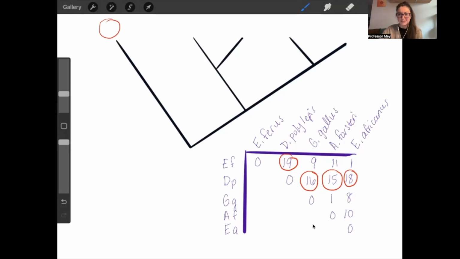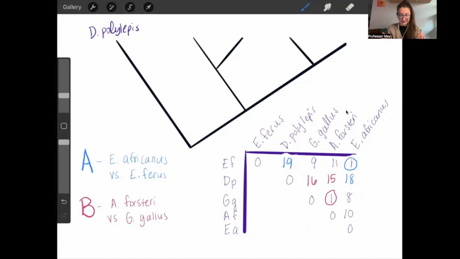So let's go ahead and put D. polylepis on the tree. I did a little bit off screen, but I want you to see how we would take the next approach after we put D. polylepis up there, because again, D. polylepis has the most differences among all the taxa. Remember, these 2 points of divergence represent a recent divergence. In other words, these 2 taxa on each one are going to have the least amount of differences. So if we go back to our table, that was E. africanus and E. ferris circled here, and also A. forsteri and G. gallus circled here. Now, which one goes where?